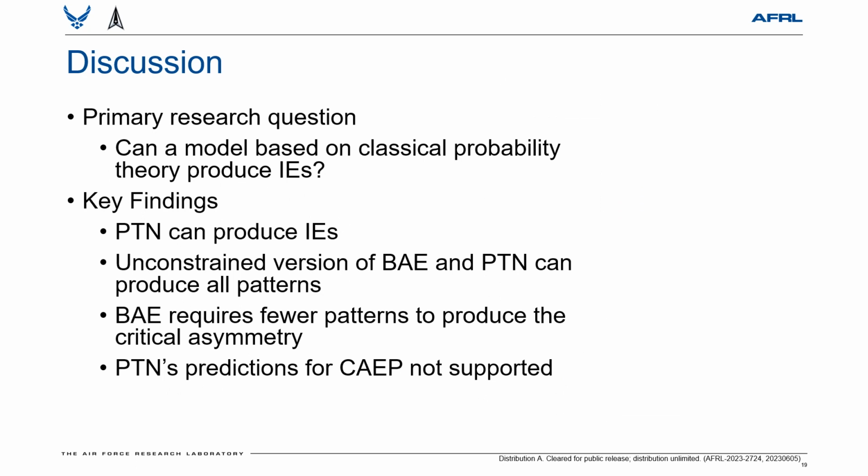To recap, our primary research question was whether a model based on classical probability theory can produce interference effects. To answer this question, we analyzed the PTN model, which assumes that memory is consistent with classical probability theory, except for noise in the retrieval process. We identified 4 key findings. First, our parameter space partitioning analysis shows that the PTN can produce interference effects by adding noise to a memory system that otherwise adheres to classical probability theory. Second, unconstrained versions of both models can produce all possible patterns of interference effects. Third, the BAE can produce the critical asymmetry with fewer patterns. Fourth, the PTN's predictions for the CAEP were not supported.